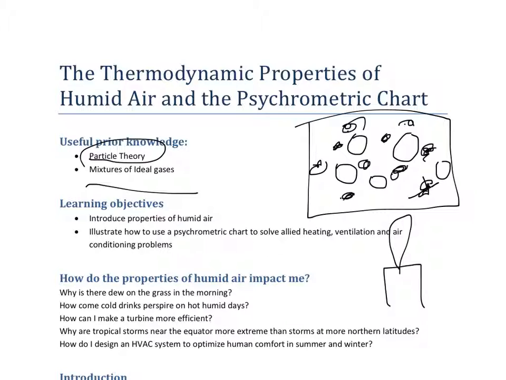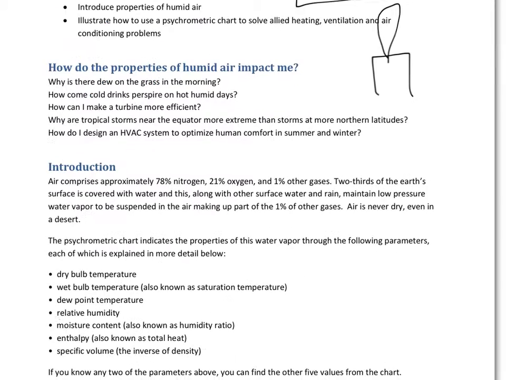My objectives for this lesson are to introduce the properties of humid air. There are 7 different properties, and we'll talk about each one of those in detail. Then I'll also introduce this chart, which is a very useful tool that illustrates all 7 properties working together on one piece of paper, and how you can use that chart to solve applied problems, specifically as it relates to heating, ventilation, and air conditioning.